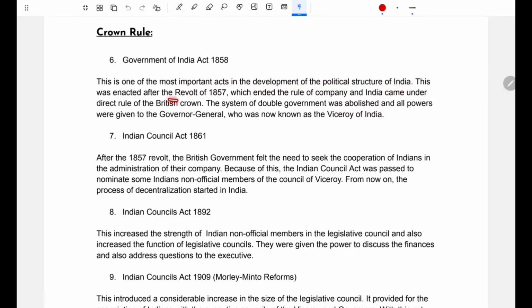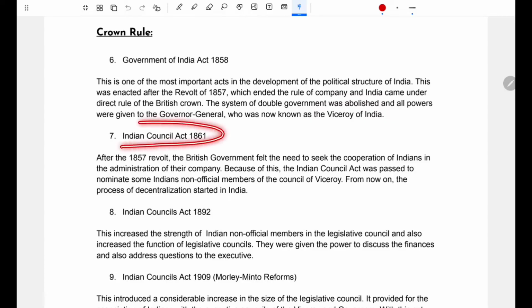This was enacted after the revolt of 1857, which ended the rule of the company, and India came under direct rule of the British Crown. The system of double government was abolished, and all of the powers were given to the Governor General, who was now known as the Viceroy of India.